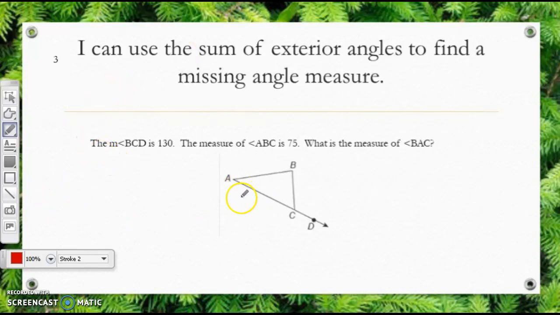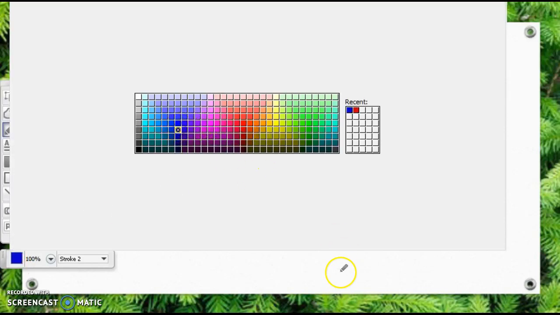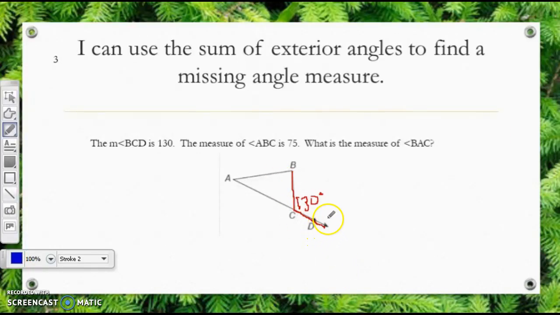So I like to label things. It says the measure of angle BCD. So BCD is this red angle. That's 130 degrees. Y'all, that's an exterior angle because it's outside of the triangle. All right, then we have the measure of angle ABC. So the blue angle is 75. And what is the measure, and I'm going to highlight this one since it's my ultimate answer, of BAC. So this is the angle I'm trying to solve for.